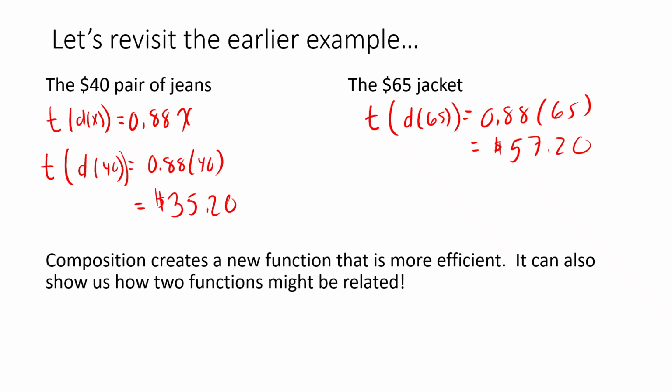And so essentially the composition creates a new function that is more efficient. It can also show us how two functions might be related, which is an interesting question, which we'll explore when we do inverses. If you've got two functions that are related in a particular way, composition is one way of figuring out what that is. It can also show you that maybe two functions are the equivalent of, say, adding 5. In this case, it was multiplying by 0.88. So the main reason that we do composition is that it is more efficient when you are going to repeatedly be carrying out the same two things.